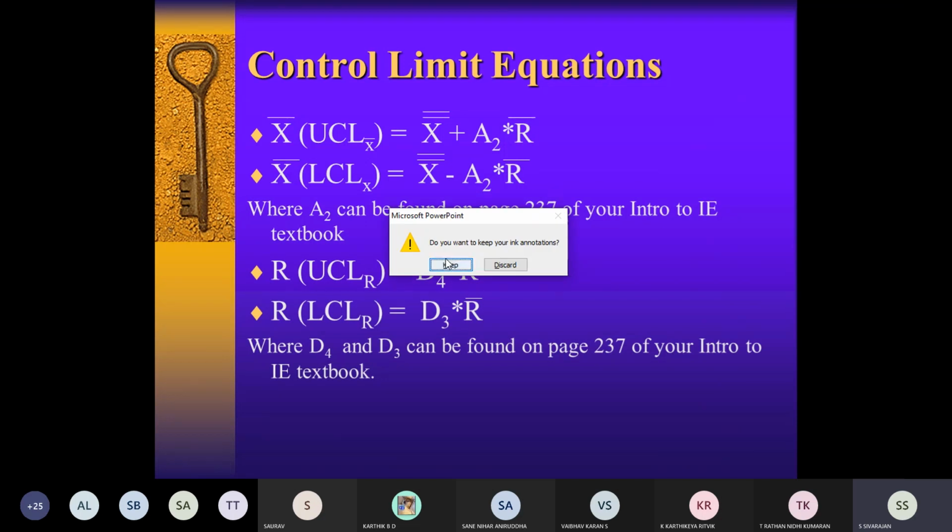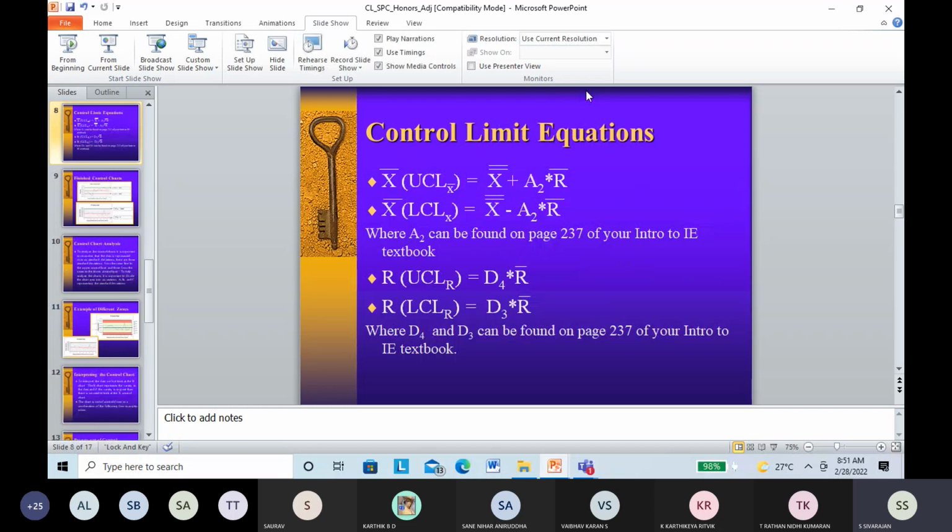On Wednesday, 8:55, we will continue our discussion on control charts.